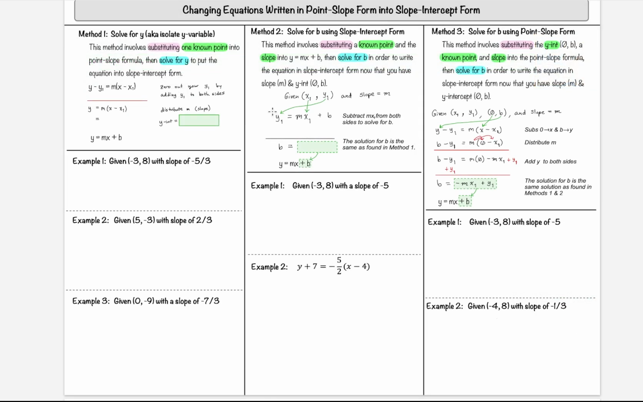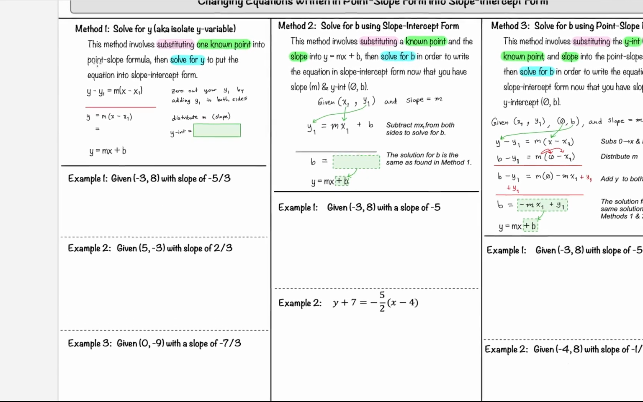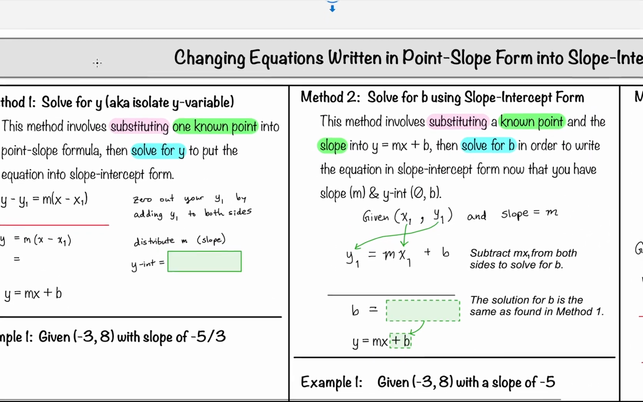Okay, so converting point slope form equations into slope intercept form, we're going to look at two methods. On the notes, you'll have three methods. We are not going to utilize method 3. It takes a little bit longer. We're going to focus first on method 1, solving for y.